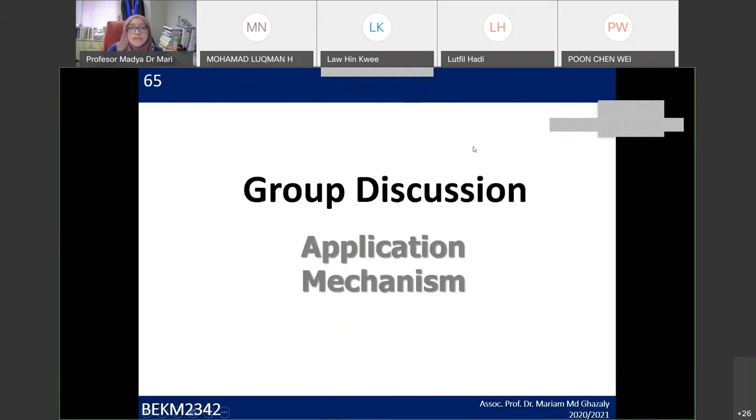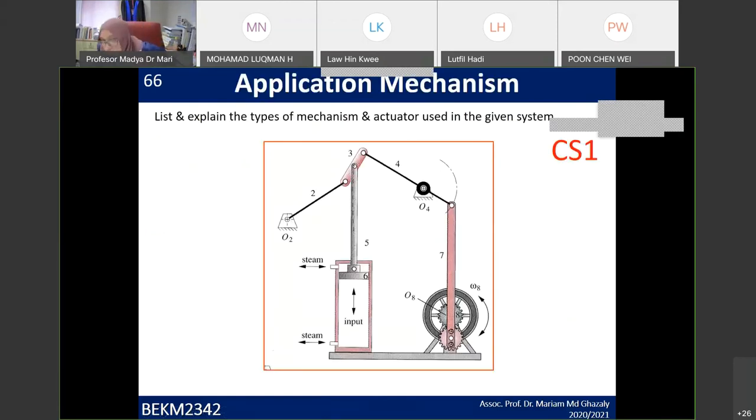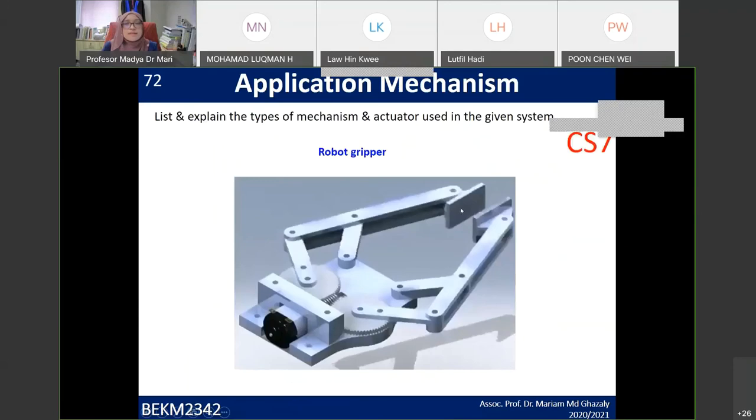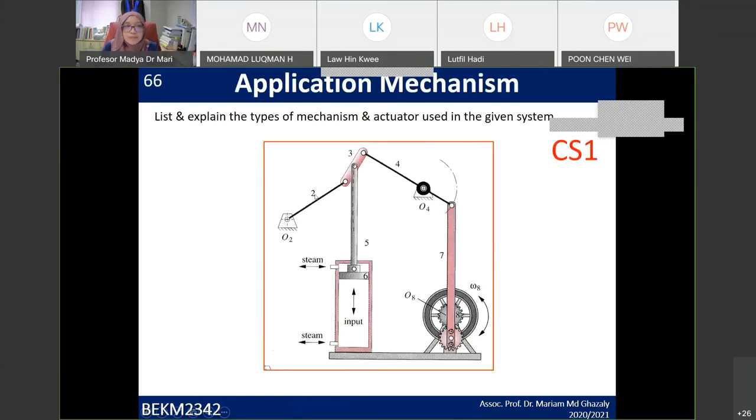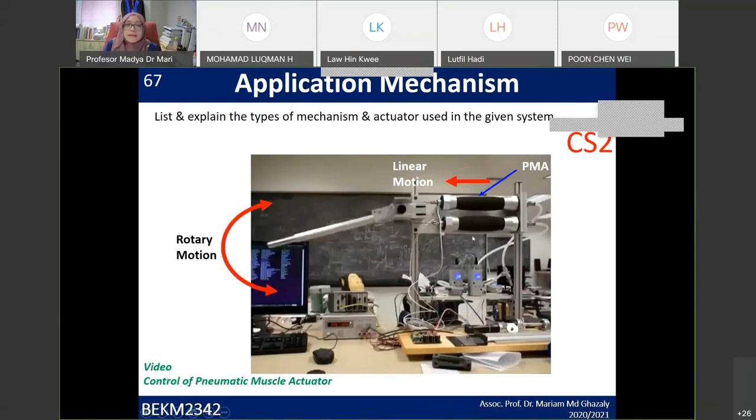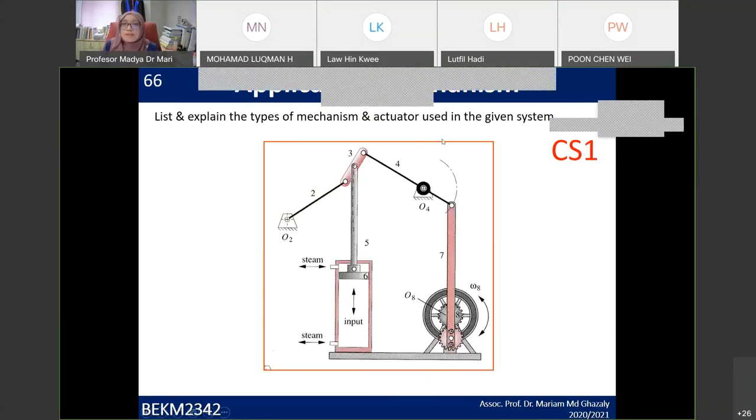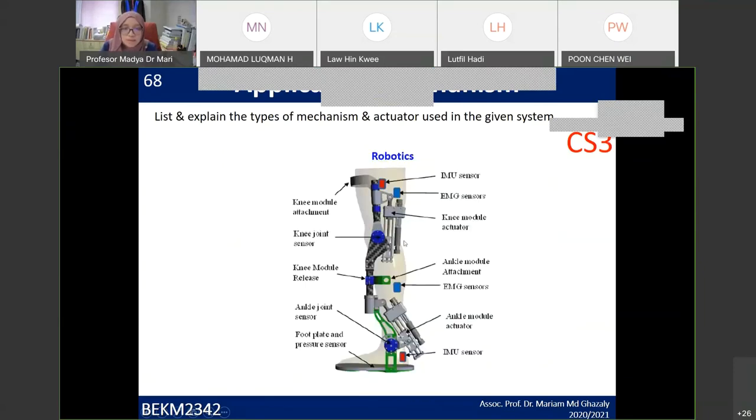Alright, so group discussion. This one was previously when I taught face to face. But anyway, no need for group discussion. Just do this individually. I have given you roughly seven examples of a system. Application of mechanism. So what you should do is list and explain the type of mechanism and actuator used in the system. Go through the system and find out what type of mechanism is used. Is it linkages? Is it gearing? Is it rack and pinion? Is it a slider and clamp mechanism? Go through one by one and look at what type of mechanism. And other than that, also include what type of actuator is being used. If you can see that there is an actuator, then list it out. For example, like this, we have the TMA actuator. So find out that one.